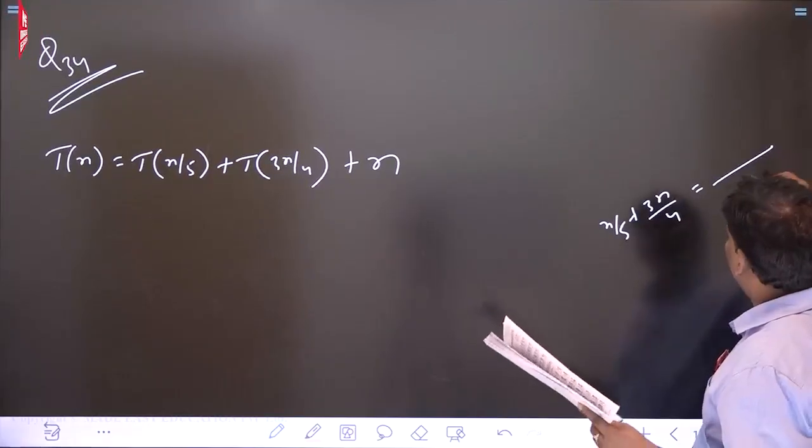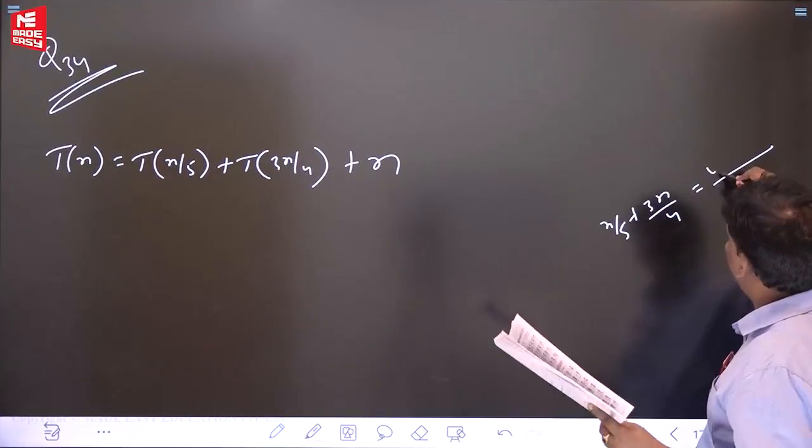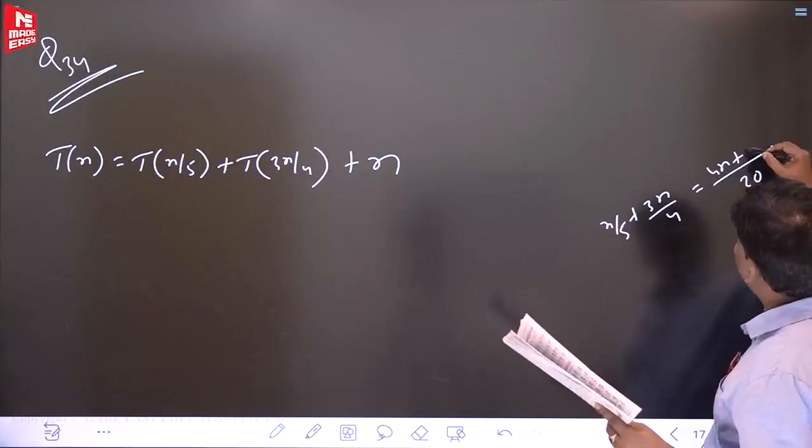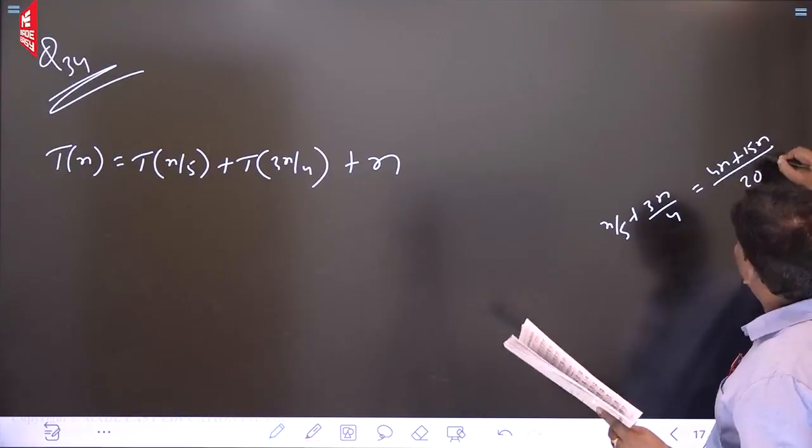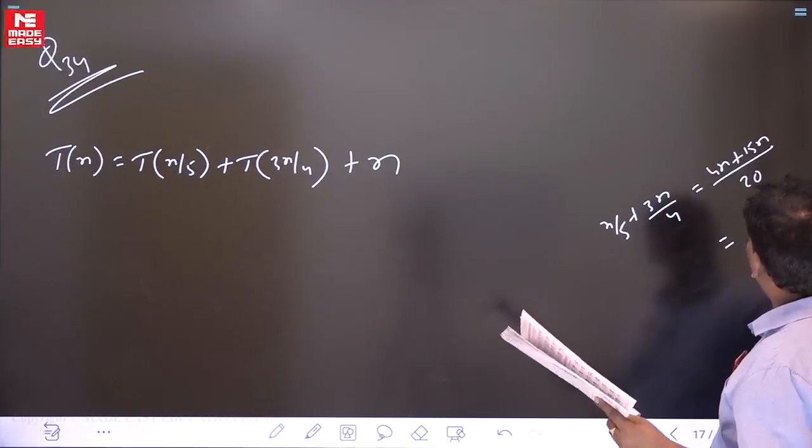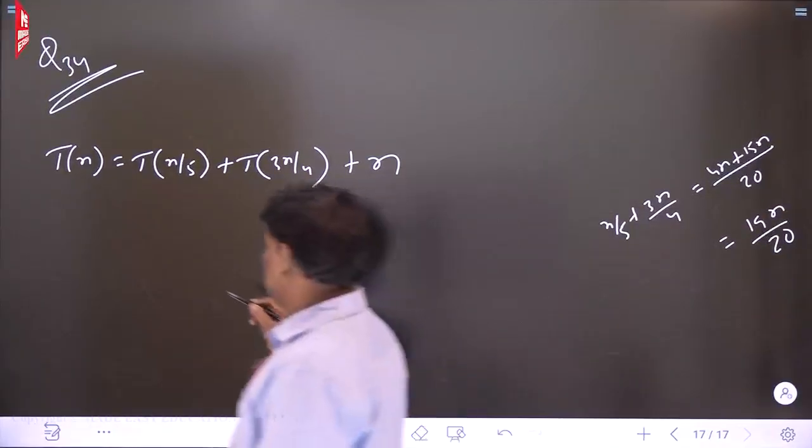What is the answer? 20. 5 4s, 4n. 4 5s, 15n, which will go to 19n by 20. I think the problem is over. See, this is the answer.